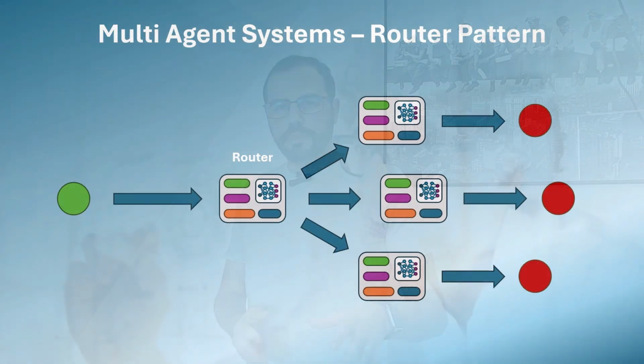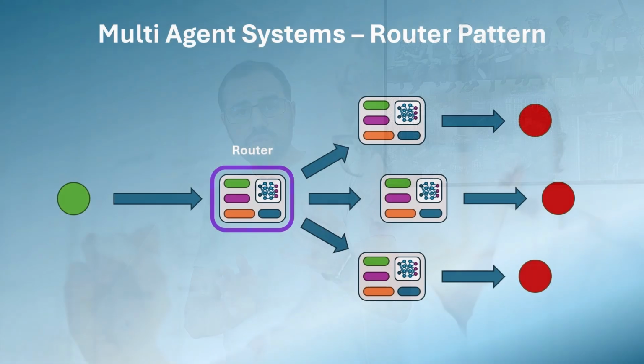So this router pattern might seem at first glance that it is the same as the orchestration pattern, but in reality it's very different. Because the goal of the orchestration pattern was to bring a complex task into different agents, but then having an orchestrator deciding how to distribute the tasks. And it was always up to the orchestrator to decide the next step.